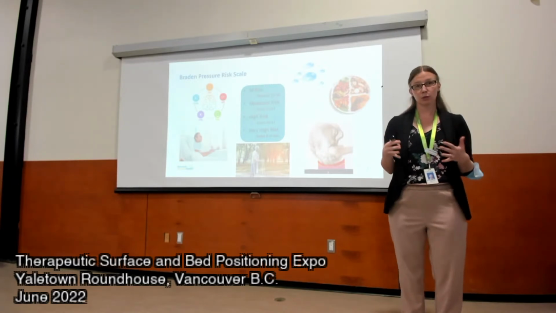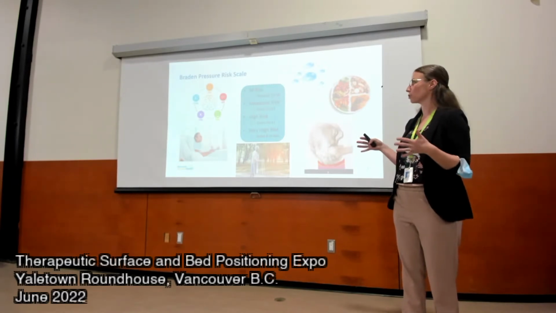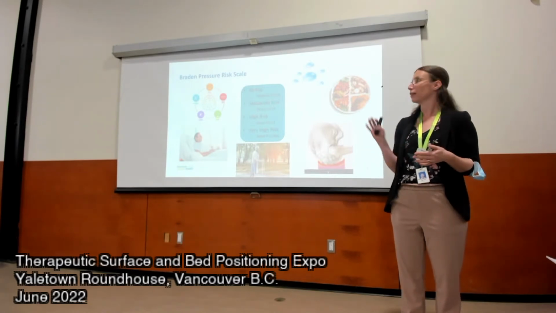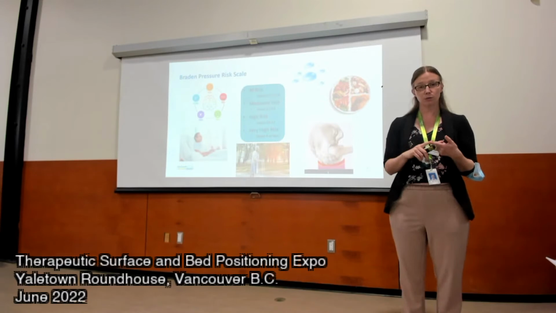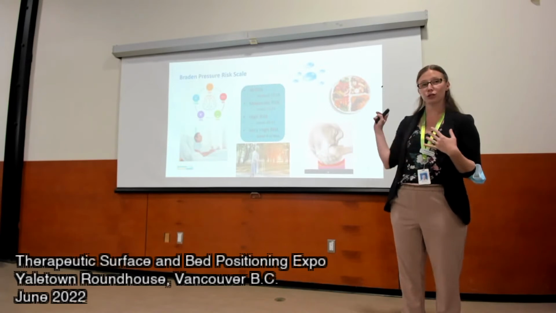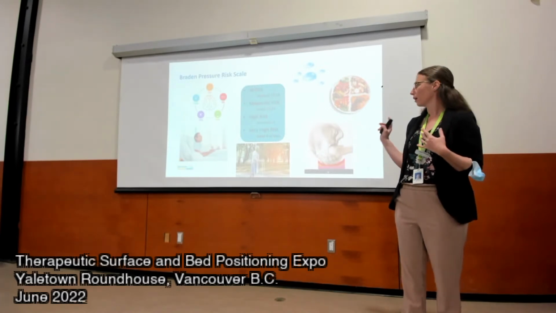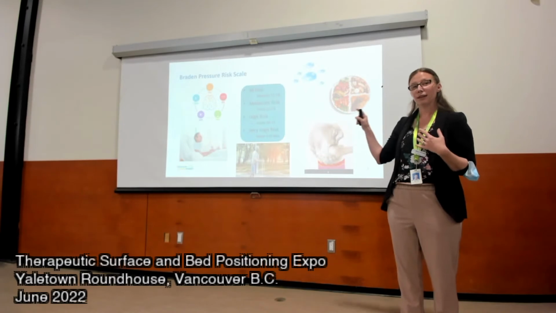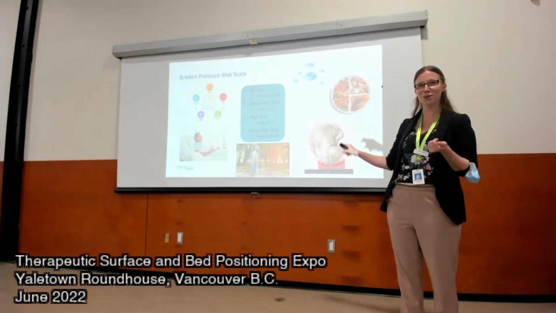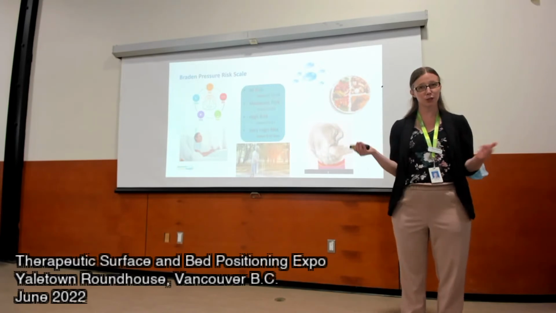So the frequency in which we do it is based on the overall score, but we really want to narrow down and focus on the different subscales. So sensory perception, mobility, activity, friction and shear, nutrition, and moisture. Mobility versus activity sound pretty similar. Does anybody know the difference of the two within the Braden?